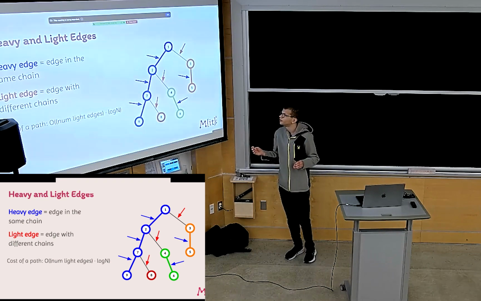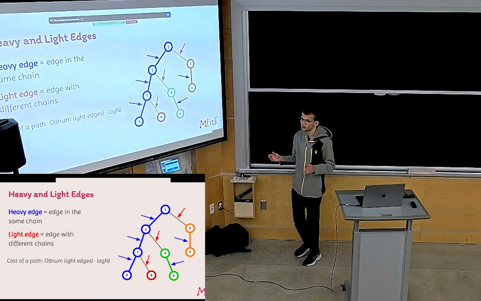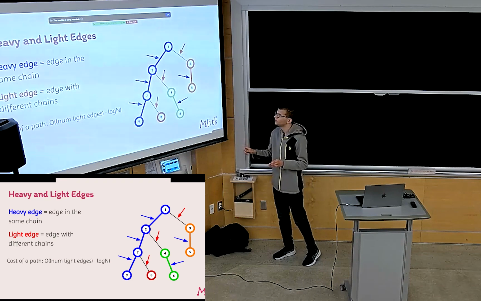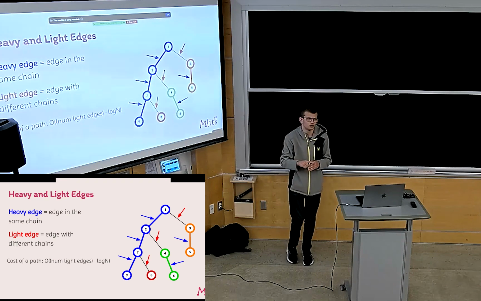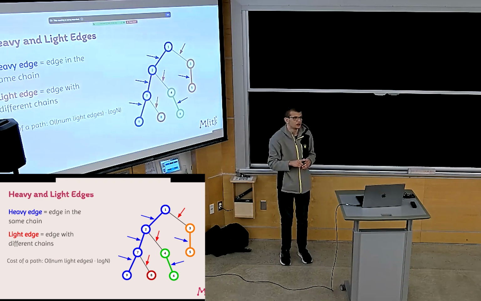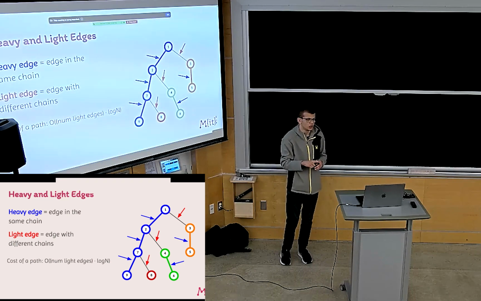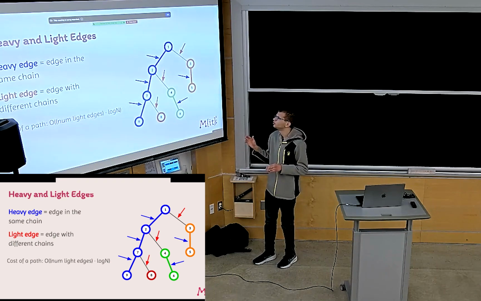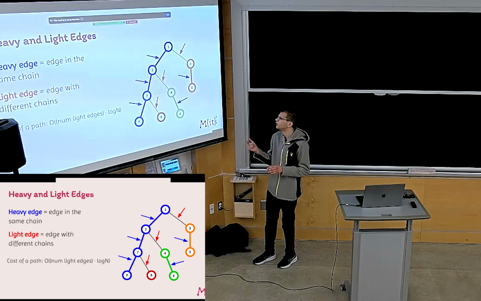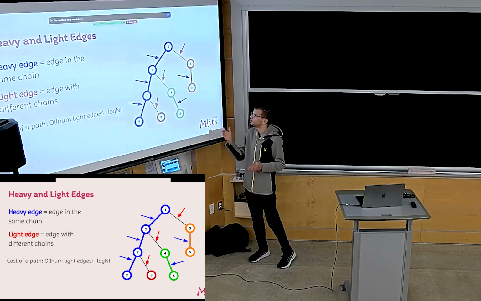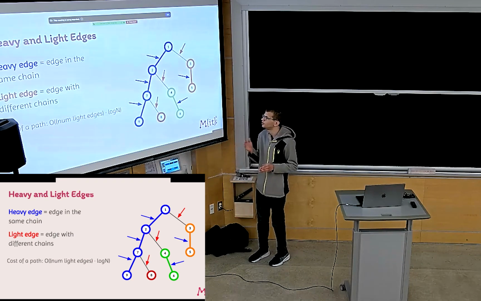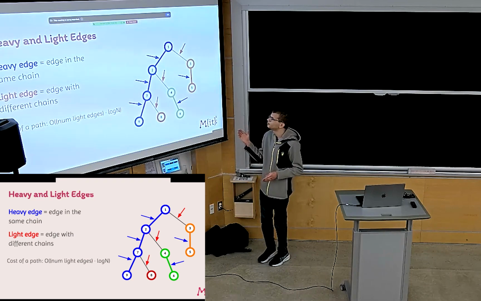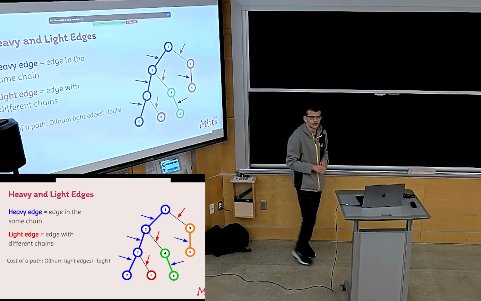The cost of any path, like the amount of time it will take to do a range query on it, will be the number of different chains on that path multiplied by the time to do a single segment tree query, right? Because you're doing one segment tree query on every chain on this path. The number of chains on this path is just equal to the number of light edges on the path plus 1, because the light edges are the only times you change what chain you are on. And then doing a segment tree query will take O of log n time.